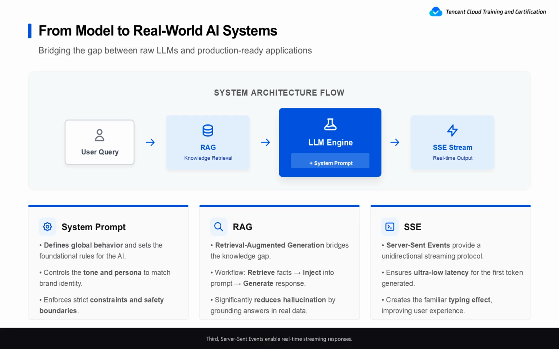Third, server-sent events enable real-time streaming responses. Instead of waiting for the full output, users receive tokens progressively, creating a responsive and interactive experience. Together, these components bridge the gap between raw model capability and production-ready AI systems. They ensure that outputs are grounded, safe, and responsive, which is essential for enterprise use cases such as customer support, financial analysis, and security operations.